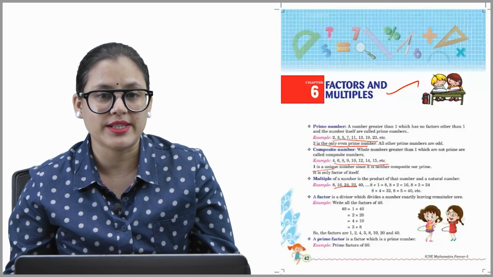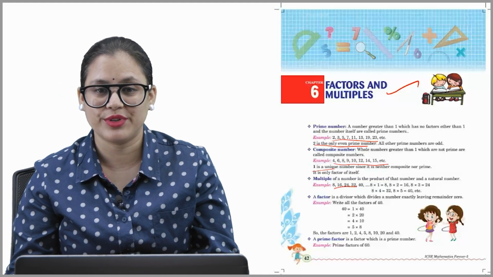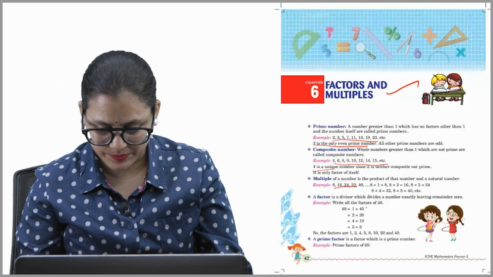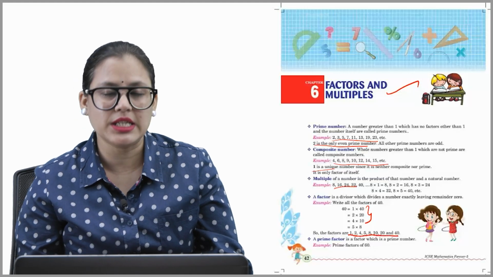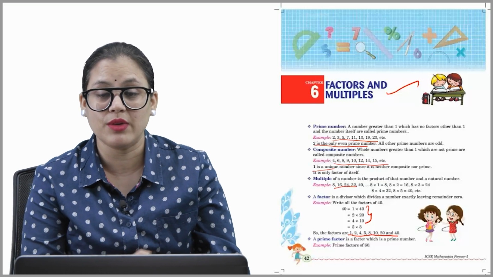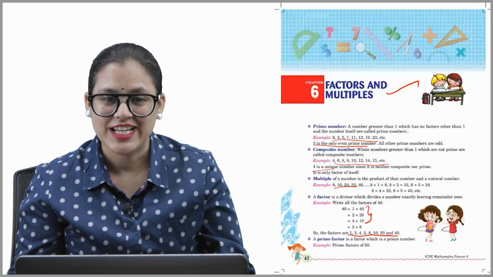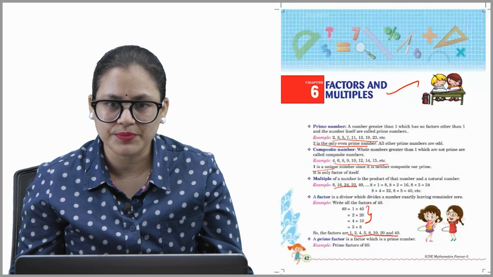A factor is a divisor which divides a number exactly, leaving remainder 0, right? For example, factors of 40. So 1, 2, 4, 5, 8, 10, 20 and 40 are the factors of 40. This means all these numbers divide 40 without leaving any remainder, right? A prime factor is a factor which is a prime number.